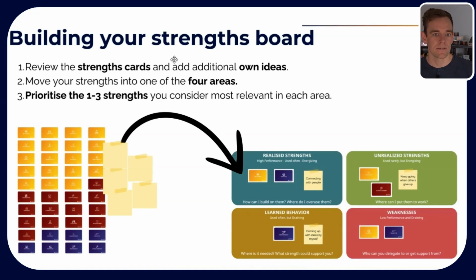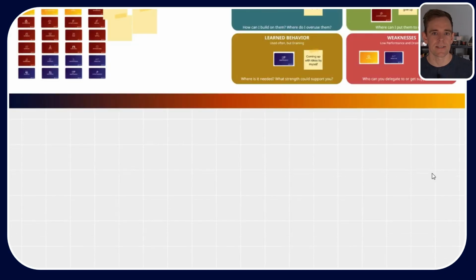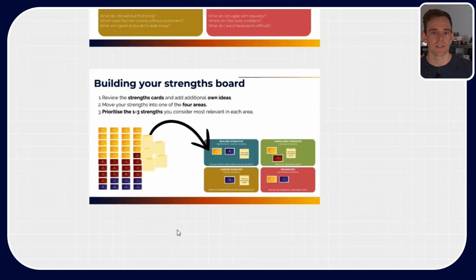You can see this here on the image. Take cards, place them into the different categories, and in these categories, you then get to the top 9 cards. Once you have categorized your strengths, it is time to build your strength board.